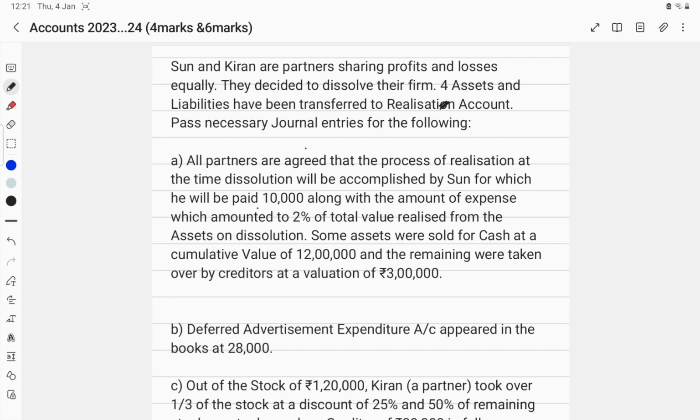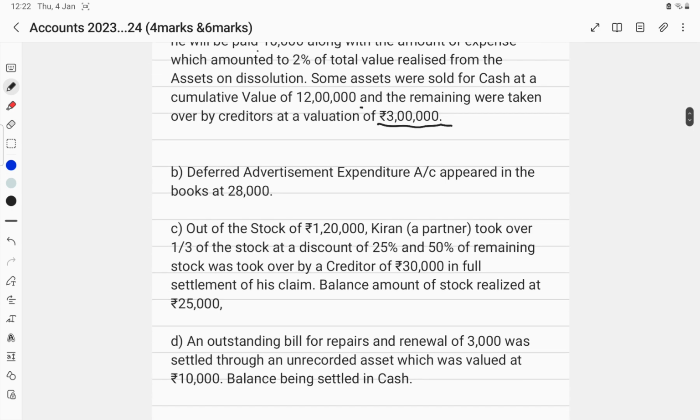A. All partners agreed that the process of realization at the time of dissolution will be accomplished by Sun, for which he will be paid 10,000 along with the amount of expense, which amounted to 2% of the total value realized from the assets on dissolution. Some assets were sold for cash at a cumulative value of 12 lakhs and the remaining were taken over by creditors at a valuation of 3 lakhs.